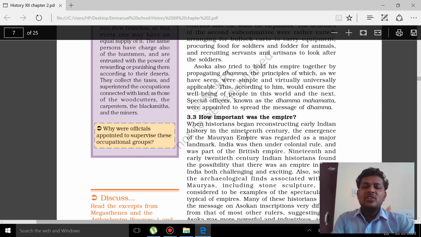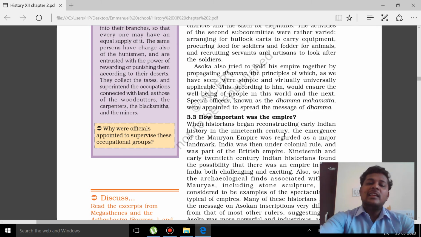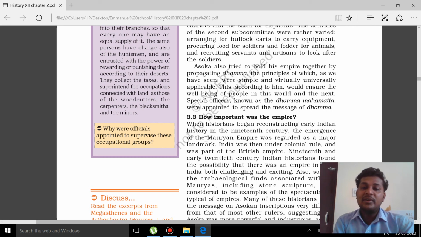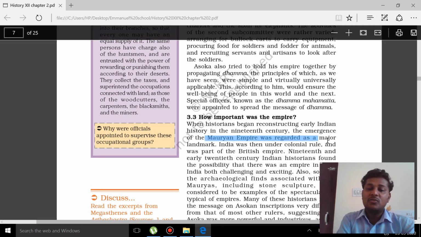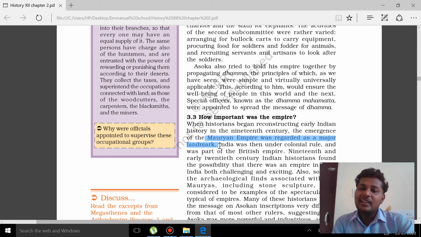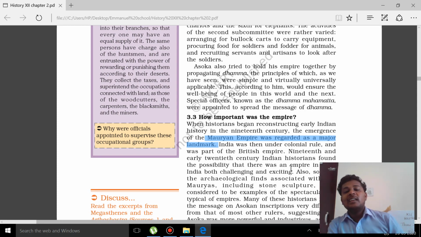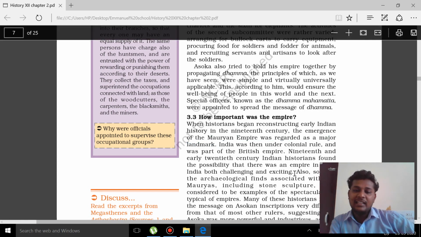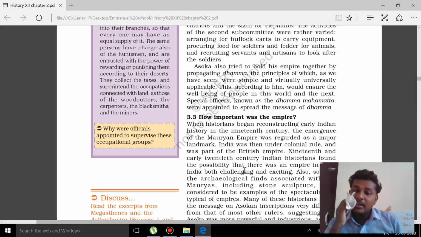While historians began constructing early Indian history in the 19th century, we started finding out about them, and at this time the emergence of the Mauryan Empire was regarded as a major landmark. At that time India was under colonial rule, under the Britishers, and 19th and 20th century Indian historians found the possibility that there was an empire in early India both challenging and exciting. We came to know that the Mauryan Empire was a very challenging and exciting empire.